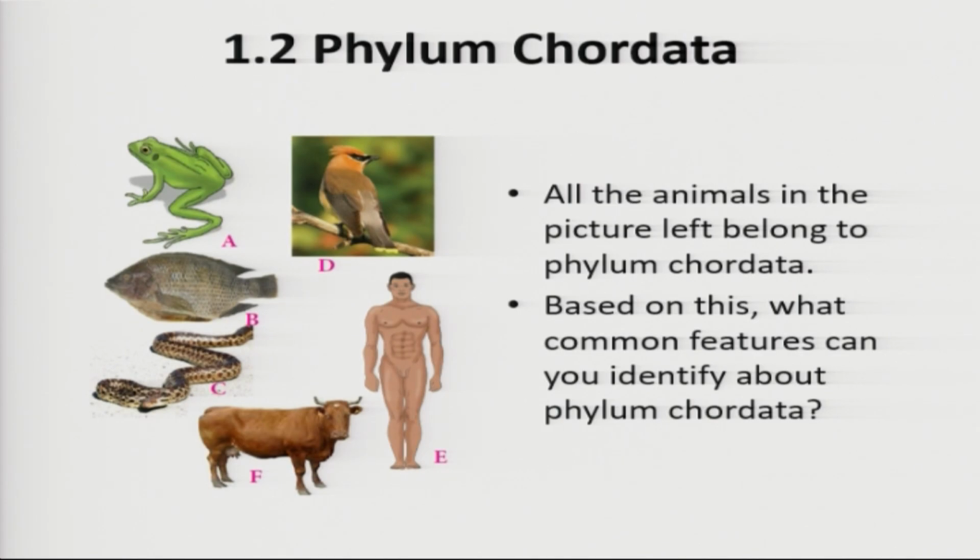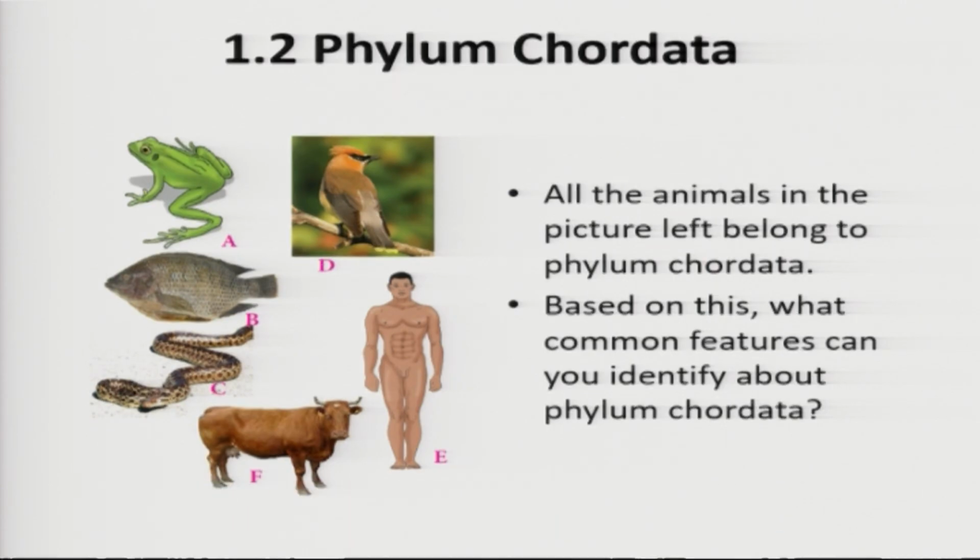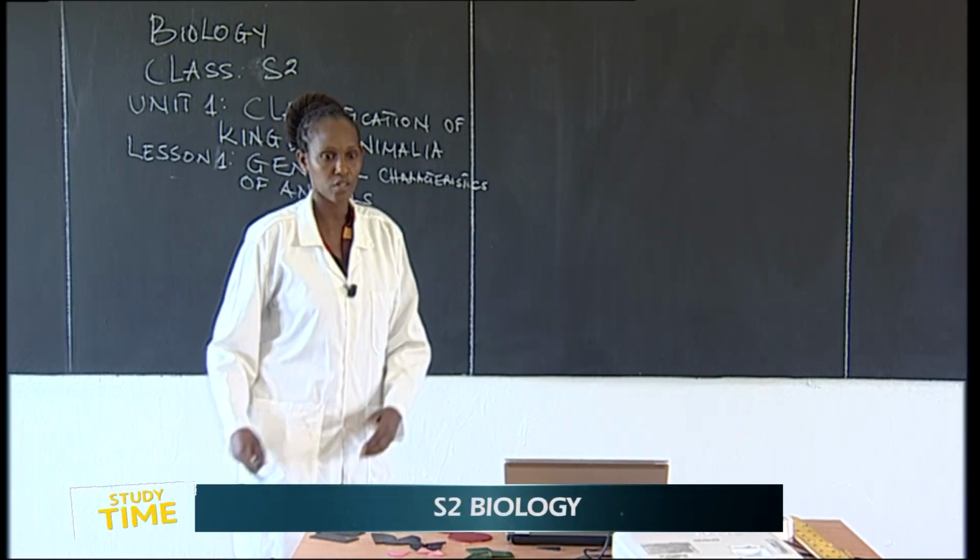All the animals in the picture you can see there on the left belong to phylum Chordata. Based on this, they have common features. As I had said earlier, these animals are able to move. Like a human being there on picture E, it has legs. They almost all have legs, they can move. Even those which don't have legs, like the snake, they can crawl. The birds can fly. So they are able to move from one place to another.